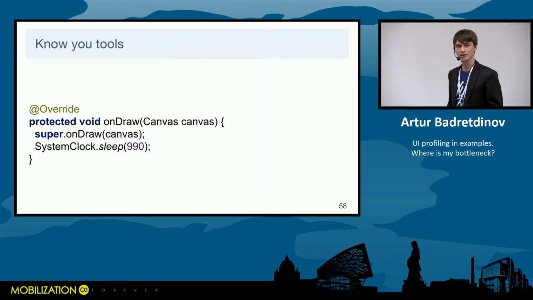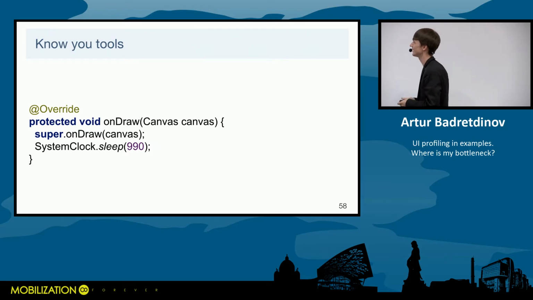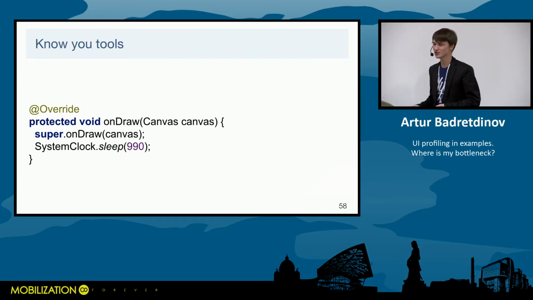And actually, you should know how your tools work. For example, here, we see that onDraw took about... I've especially added a sleep command into onDraw. So what should you expect from HierarchyViewer? That it will tell you that, OK, onDraw is about 1 second, yeah?